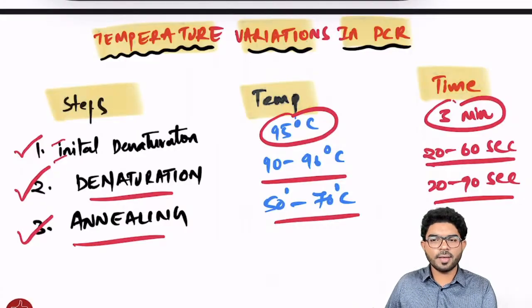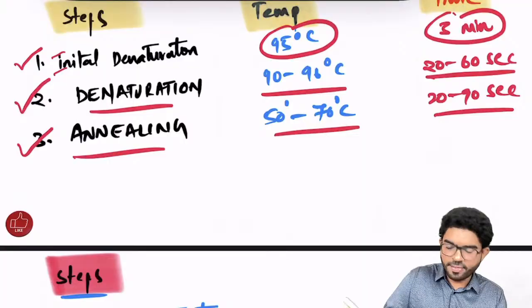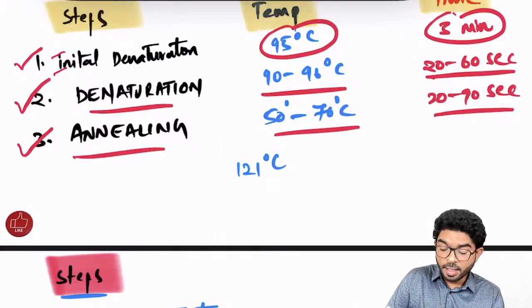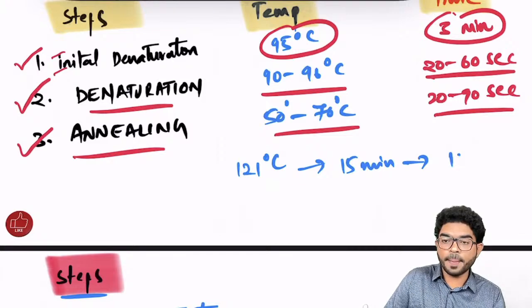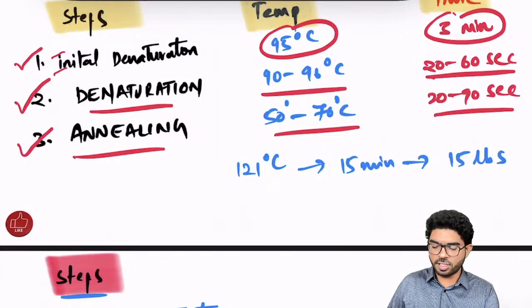Similarly, the temperatures of your autoclave are very important, which most of us are aware of. Autoclave temperatures are again a frequently asked question. The standard temperature of the autoclave is 121 degrees centigrade. You're going to hold it for 15 minutes. Holding time is 15 minutes, and the pressure I'm going to use is 15 lbs. So this is the normal basic temperature of the autoclave.